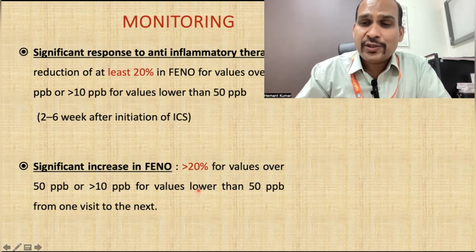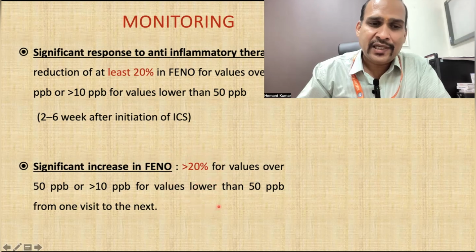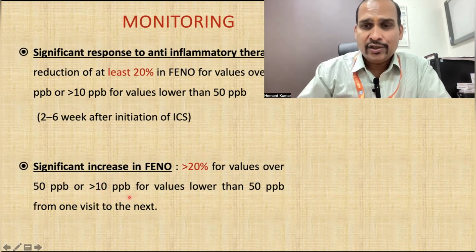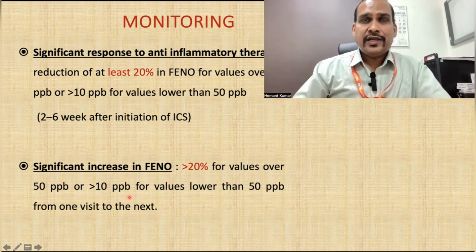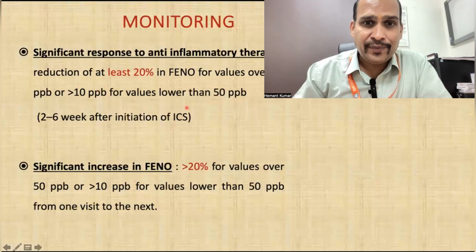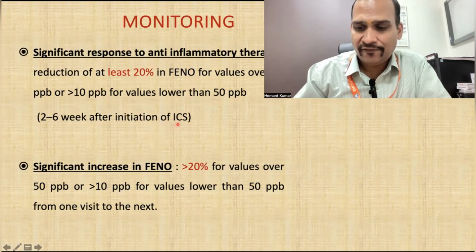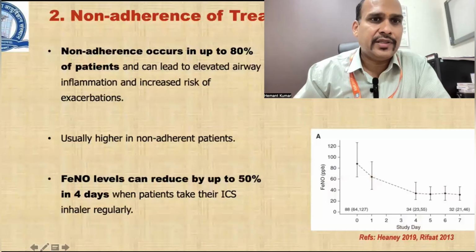If the patient is not responding to treatment, and there is a 20% increase in value, then we can say this is significant. If baseline FeNO is less than 50, then a more than 10 increment in FeNO is significant. So you have to remember, either increment or decrement, it should be 20% if baseline FeNO is more than 50. We have to remember this.